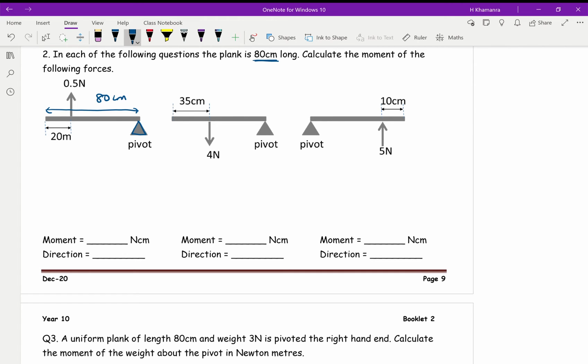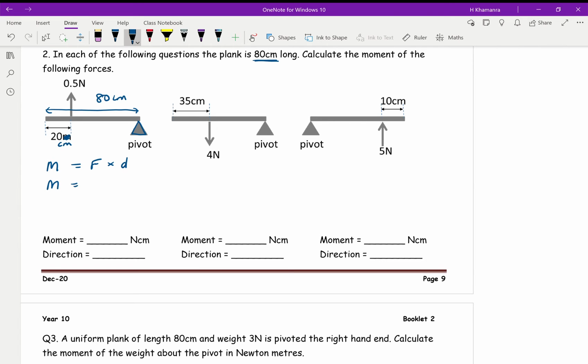And I think I've made a mistake here, sorry about that. That should be 20 centimeters. So we have to find the moment of this force. The first thing we do is write down our formula. Moment equals force times distance, just the same as last week. And now we need to fill in our information.